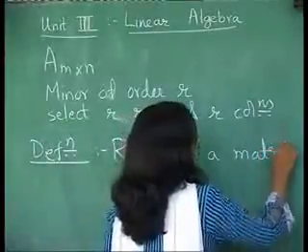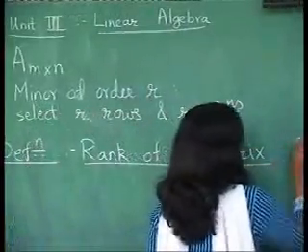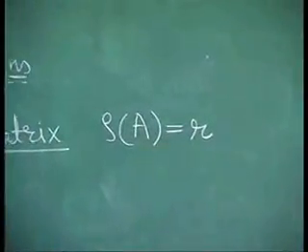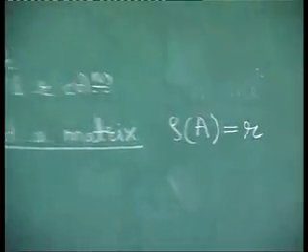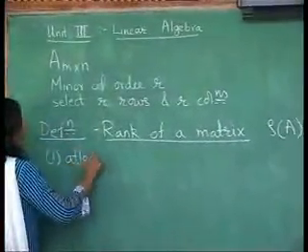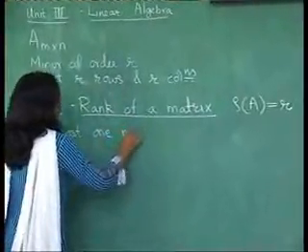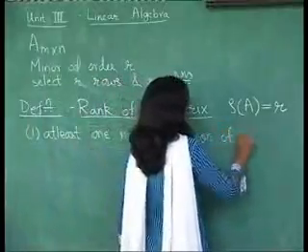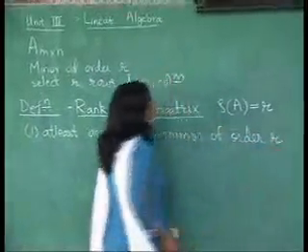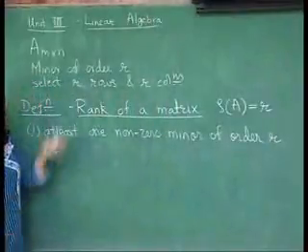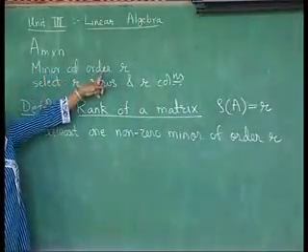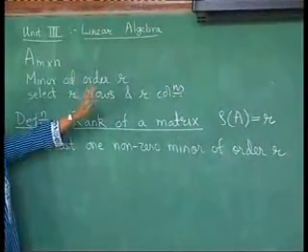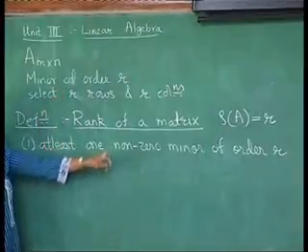The rank of a matrix is denoted by rho of A, and we say that the rank is equal to R if the matrix has at least one non-zero minor of order R. In general, there can be many minors of order R because it's a question of which rows and which R columns you select. So you could have more than one minor of order R.